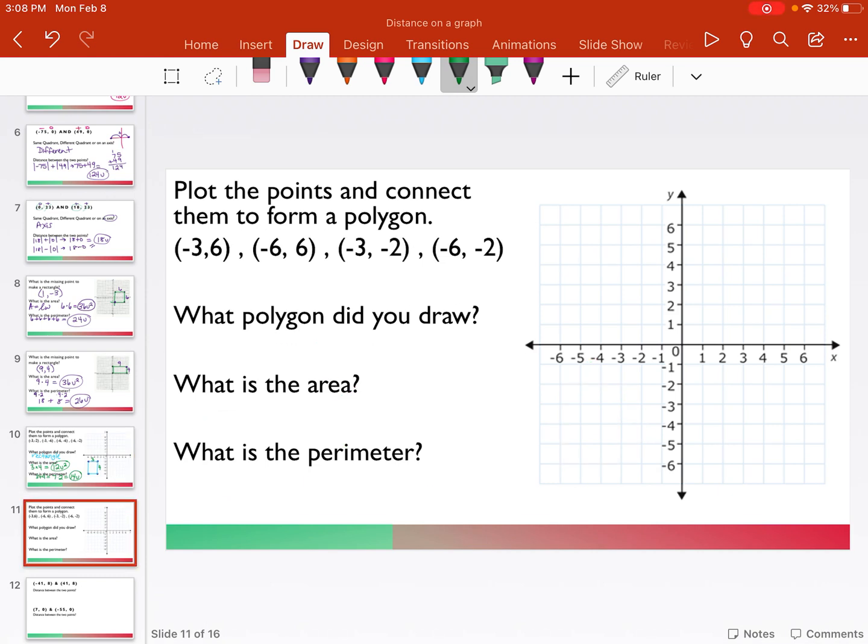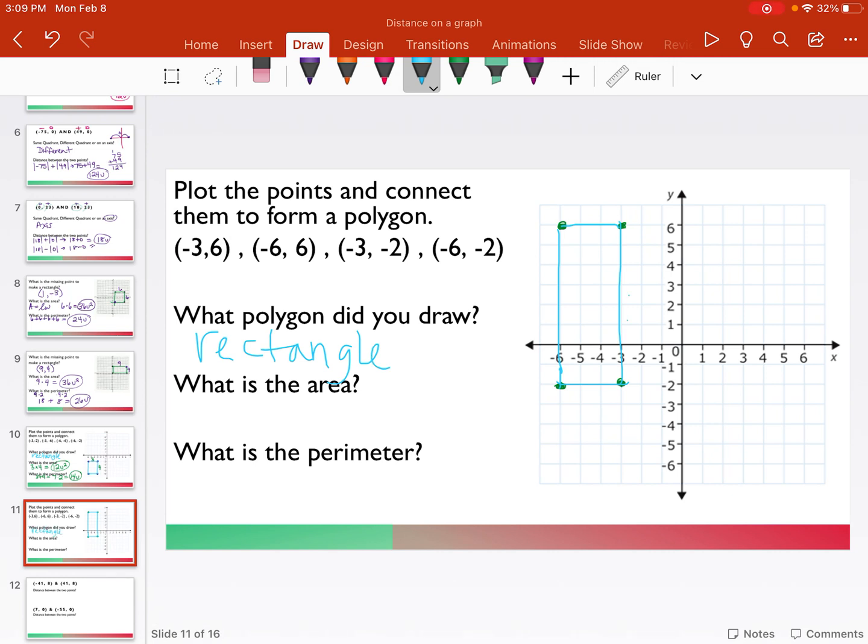Okay, we have one more to do together. Go ahead and plot the points. Let's see what shape we make. So -3, +6, -6, +6, -3, -2, -6, -2. And when I connect those, it again creates a rectangle.